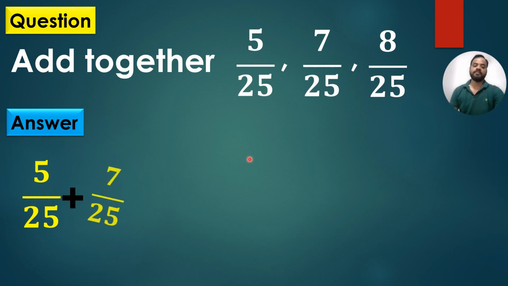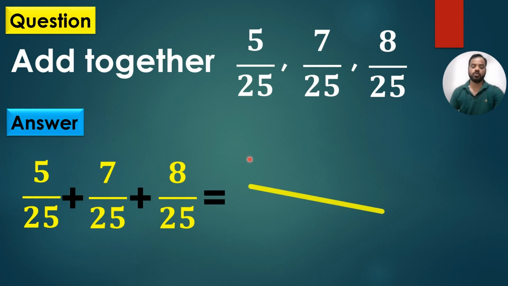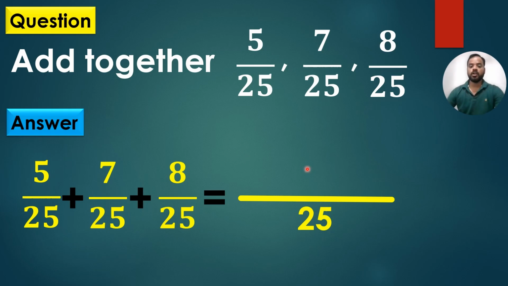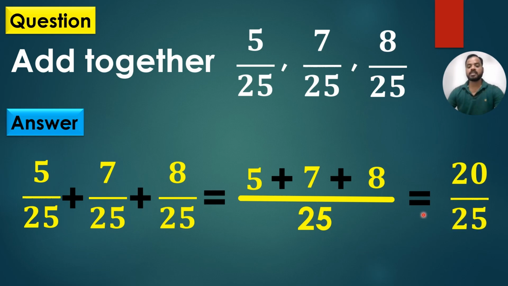So 5 by 25 plus 7 by 25 plus 8 by 25 is equal to, the denominator will be the same, 25, and to get the numerator, we add the numerators. So 5 plus 7 plus 8. 5 plus 7 is 12, 12 plus 8 is 20. So the sum of all these fractions is 20 by 25.